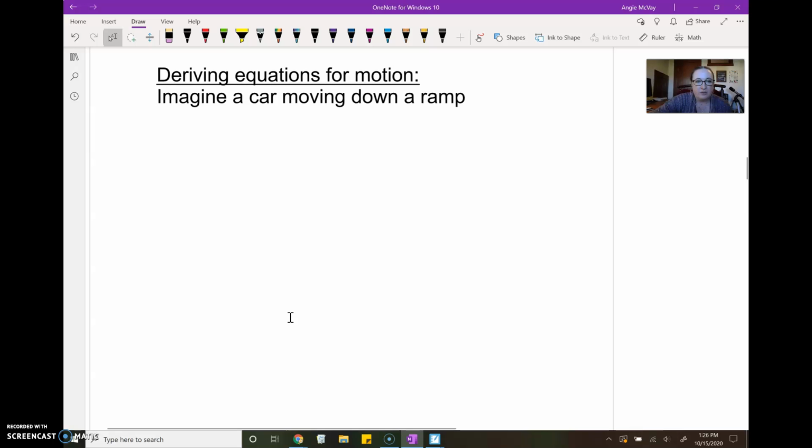Cool. So let's look at deriving equations for motion. So we only have one equation for motion so far that we got from the graph of my daughter walking down the sidewalk at a constant speed. So this is for constant velocity motion, d is equal to vt.